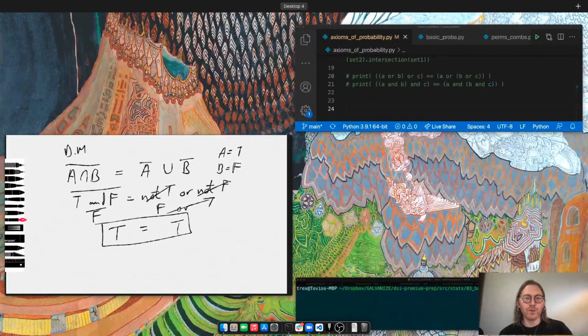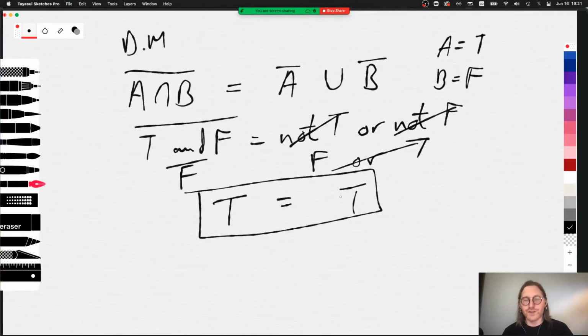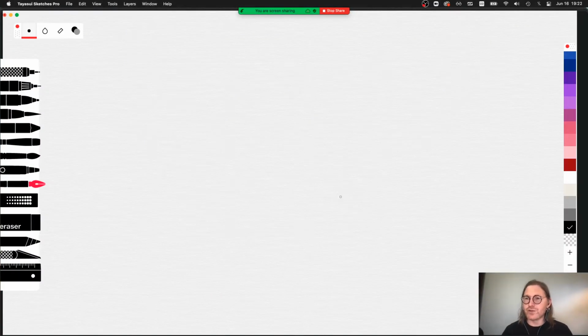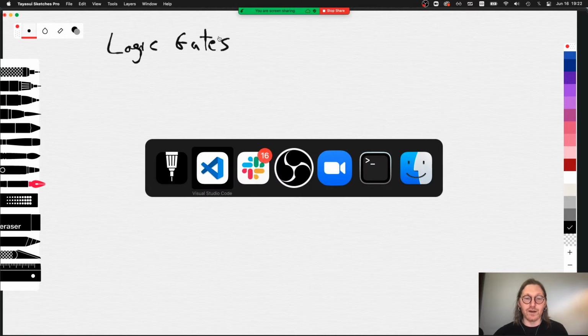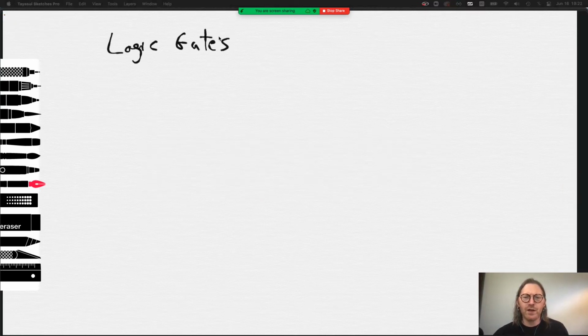Okay, so there's a concept that I'm just going to introduce very briefly. There's the concept of circuit design, and there are logic gates within circuit design. And I'm just going to show us a few of these.